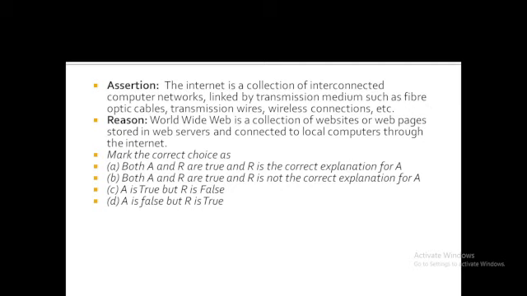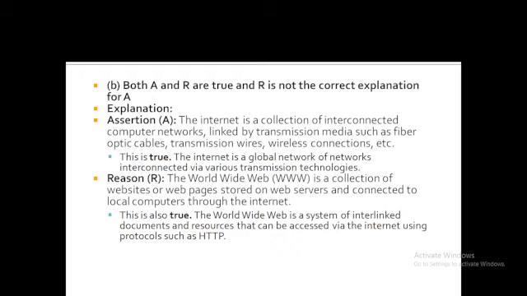Now the assertion is given about the internet. The internet is a collection of interconnected computer networks linked by transmission media such as fiber optic cable, transmission wire, wireless connection, etc. Reason is given. The World Wide Web is a collection of websites or web pages stored in web servers and connected to local computers through the internet. So both A and R are true, and R is not the correct explanation.